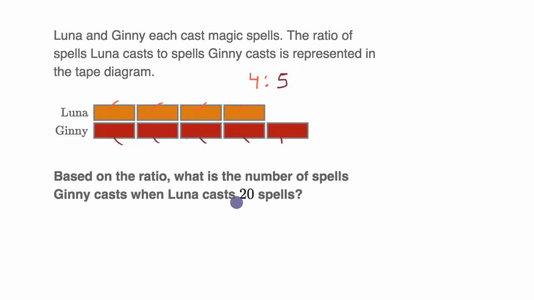But if Luna casts 20 spells, well, to go from 4 to 20, we had to multiply by 5. And so we would do the same thing with the number of spells Ginny casts. You'd multiply that by 5, so it's 25. So 4 Luna spells for every 5 Ginny spells is the same thing as 20 Luna spells for every 25 Ginny spells. And so how many spells does Ginny cast when Luna casts 20 spells? She casts 25. And we're done.